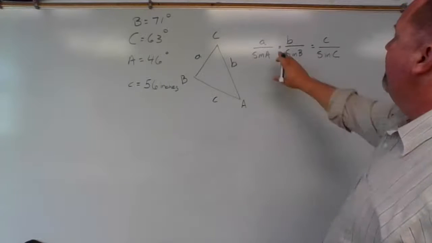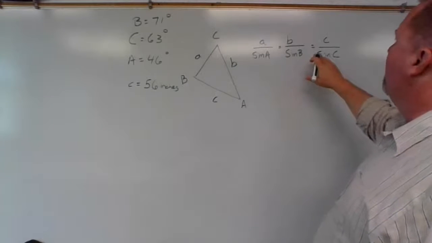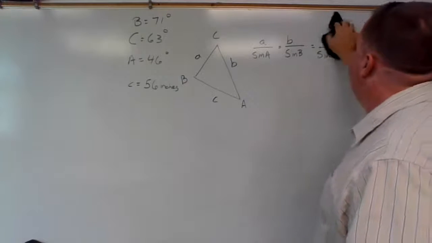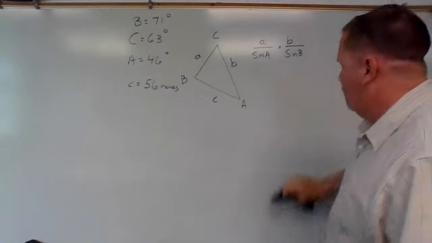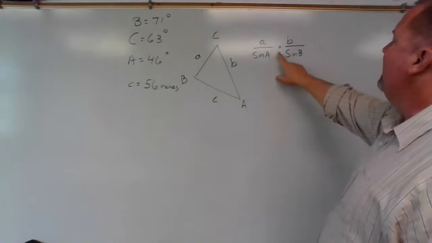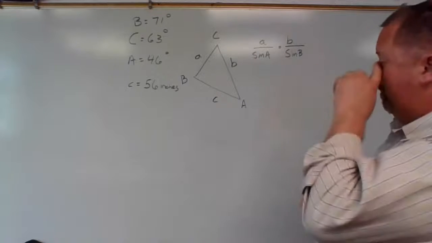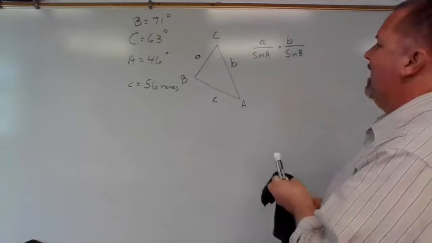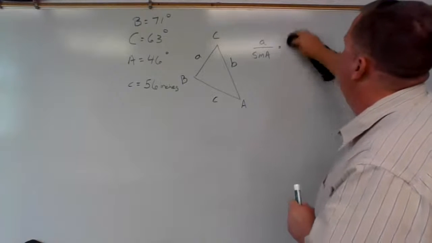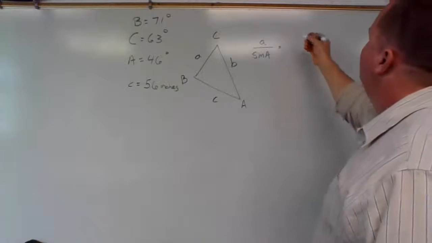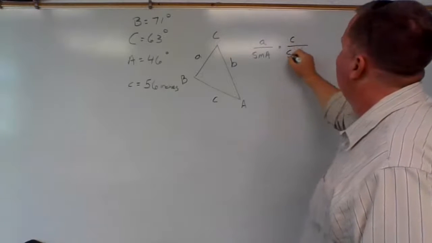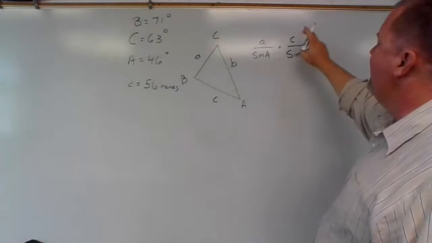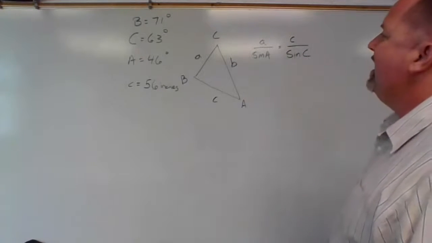And so really this is kind of like a multi-equation. I don't need all the pieces. For a second, let's take this part off and just do side A over sine A equals side B over sine B. And no, let's not use A and B because side C is actually the one I know. So side A over sine A equals side C over sine C.